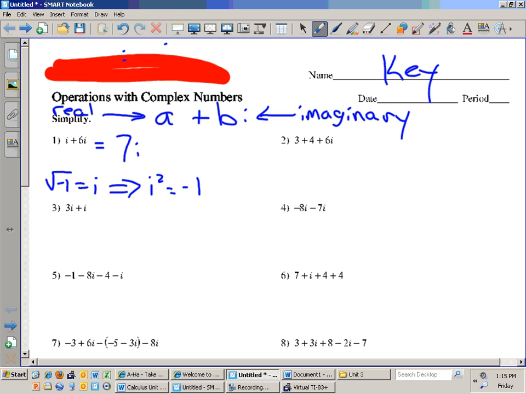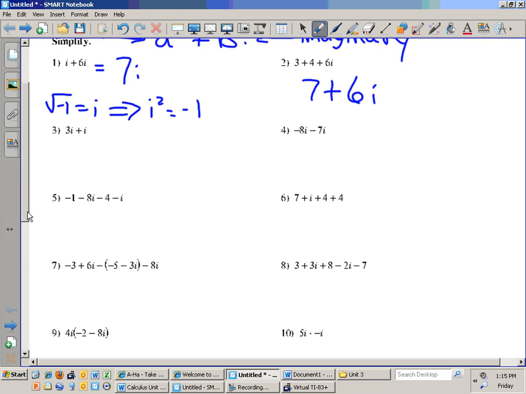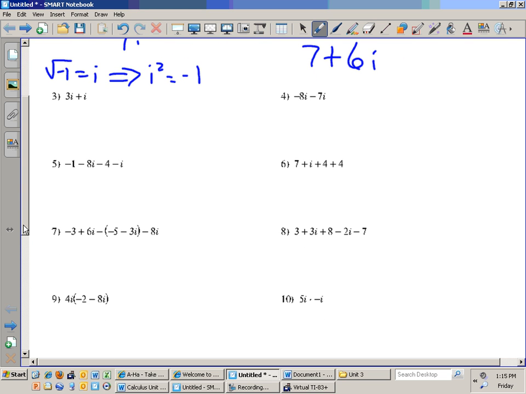How about 3 plus 4 plus 6i? 7 plus 6i. I think you get the idea. Why don't you quickly do 3 through 8 right now? Why don't you stop at 8, okay? Quickly work through those, see what you come up with.